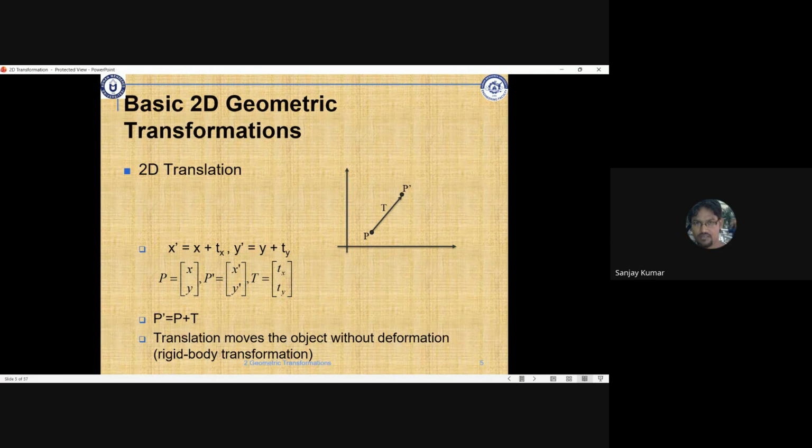Sir, when P is converting into P dash, will the size or shape change or not? It will not change, it remains the same. Only the location changes. No other component changes. The size, shape, and orientation remain exactly unchanged.